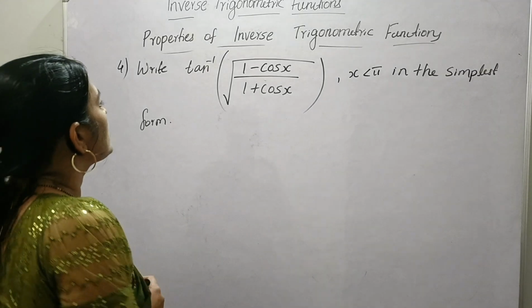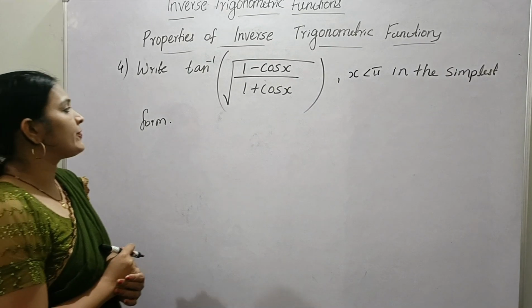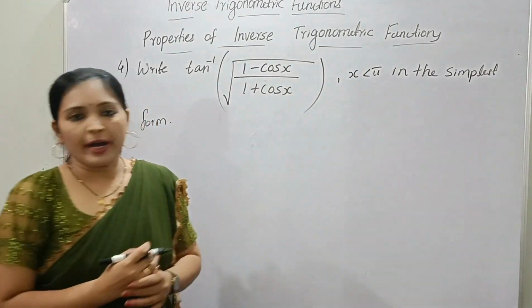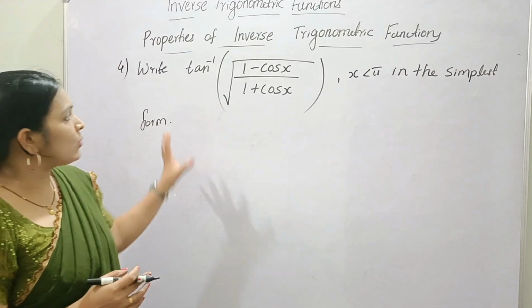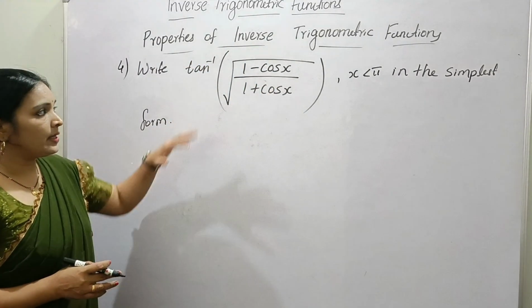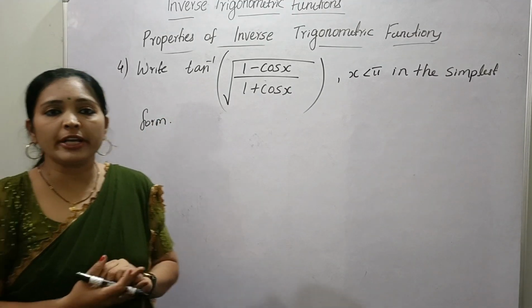Write tan inverse of square root of 1 minus cos x divided by 1 plus cos x. Here it is given x less than pi. We have to write it in the simplest form. Okay. So for that, see, here we have to apply trigonometric identities.